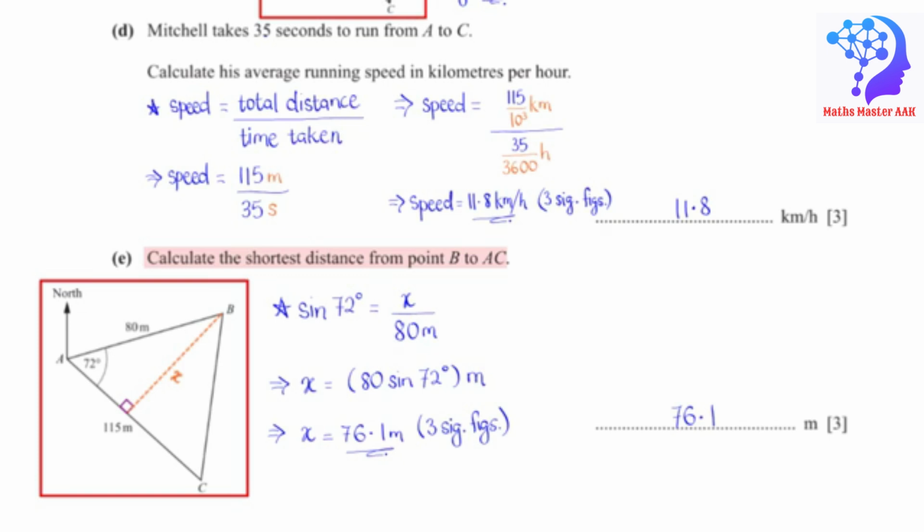To find X, we can apply SOHCAHTOA. This gives us sine 72 degrees is equal to X divided by 80 meters. When we make X the subject, we have 80 times sine 72 degrees. When we type this into the calculator, we get 76.1 meters, correct to 3 significant figures.